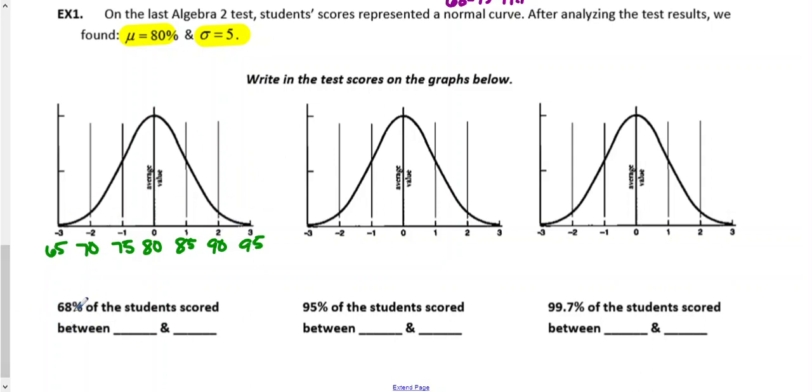My question is, 68% of the students scored between what and what? Well, I know 68% is between -1 standard deviation and +1 standard deviation. So I'm looking at all of this data. And that is between the number 75 and 85. So those are the numbers I will fill in here.